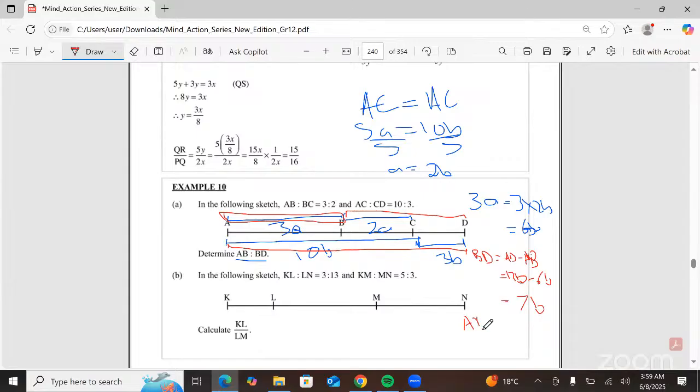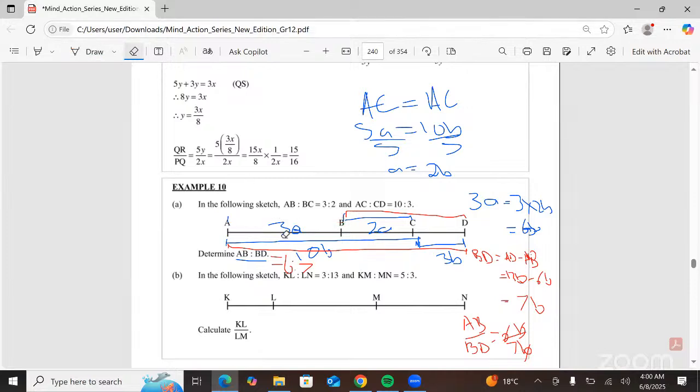Therefore, AB over BD. What is AB? Okay, we want AB over BD. This is going to be 6b and this is going to be 7b. The b cancels out. Therefore, the ratio is 6 is to 7. Then you are done. Does it now make sense? Yes, sir. Are you sure? Yes, sir. Okay, now let's do the last one so that we can use the ratios to approach the problems.